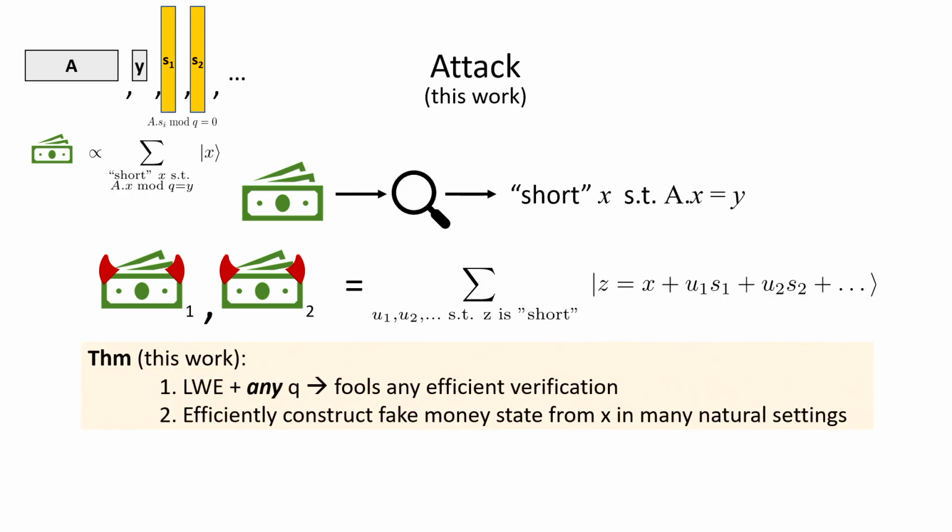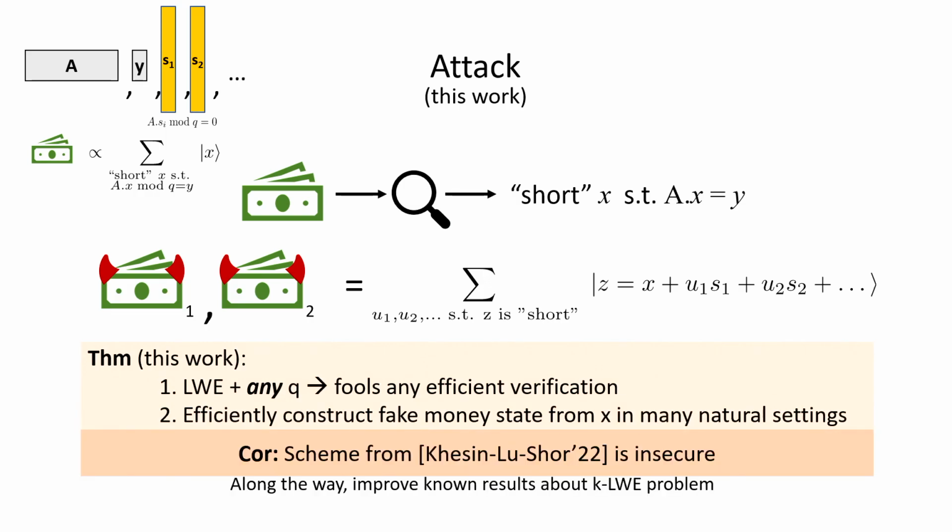And a generalization of the Liu-Zandri result shows that no efficient verification procedure can distinguish this from the valid banknote. And as part of showing this, the authors extend the Lewis-Andrew result to now work for any modulus Q, even ones that are not super polynomial. And what this means is that the recent candidate construction by Keshin, Liu, and Shor is, in fact, insecure. And along the way, they also improve some known results about the KLWE problem.